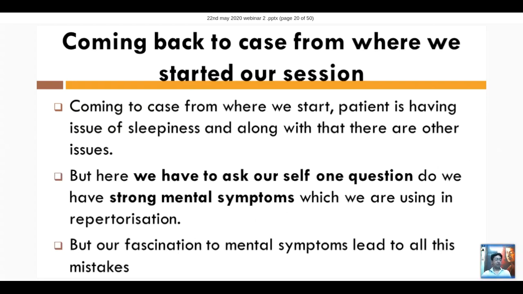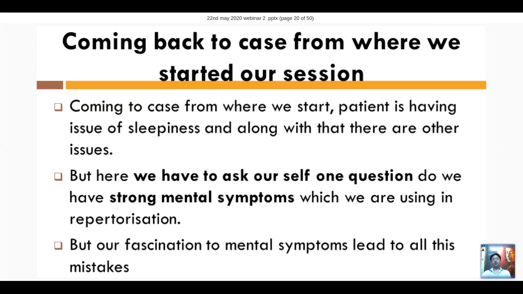Now coming back to that case from where we started our session, which I was not able to treat. The patient has the issue of sleepiness, and along with that there are other issues. But here we have to ask one question: do we have a strong mental symptom which we use for repertorization?